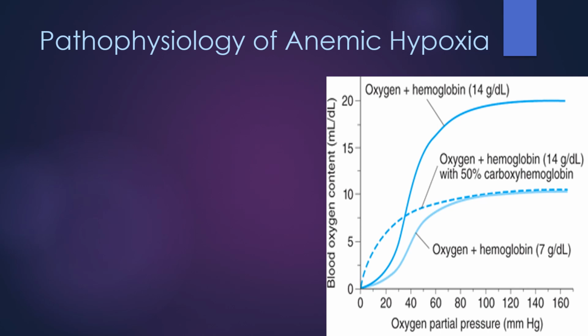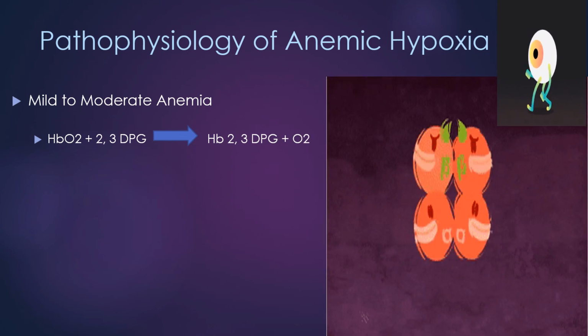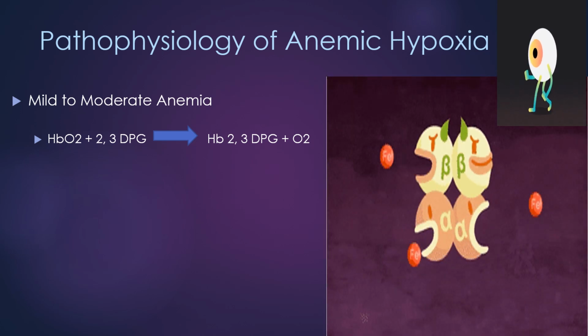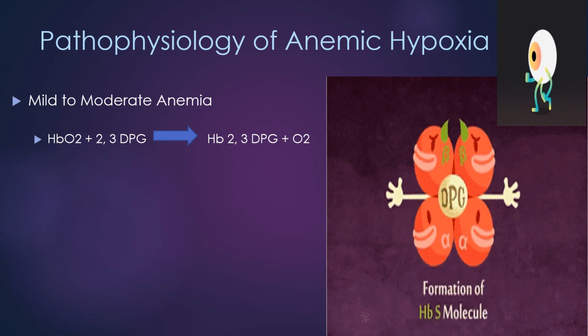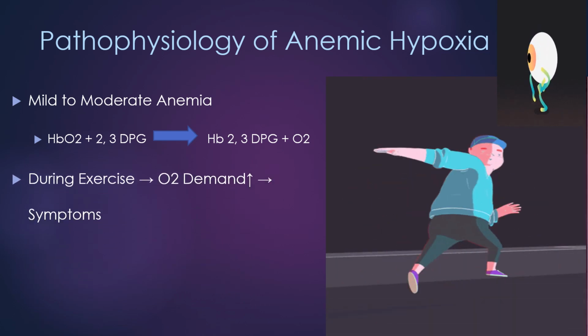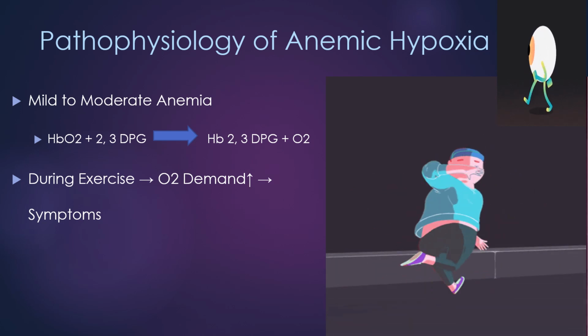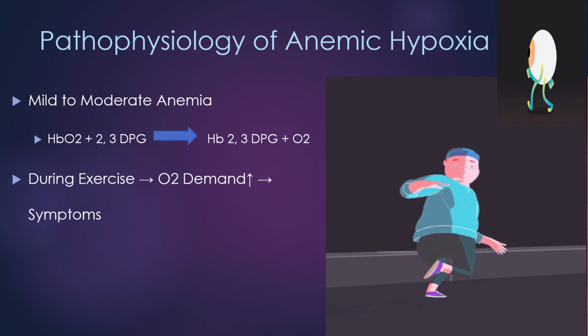Pathophysiology of anemic hypoxia: mild to moderate anemia. In case of mild to moderate anemia, it usually will not produce any hypoxic symptom at rest, because it has a compensatory mechanism. The RBC will produce more 2,3-DPG. What this 2,3-DPG does is it combines with the oxyhemoglobin and liberates more oxygen from the hemoglobin. So at rest it will not produce much symptoms, but in case of exercise or any heavy work, the oxygen demand will be more as there will be more oxygen consumption, so that will bring the symptoms of hypoxia.